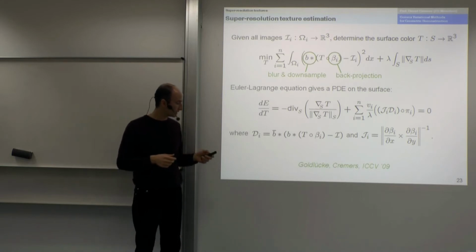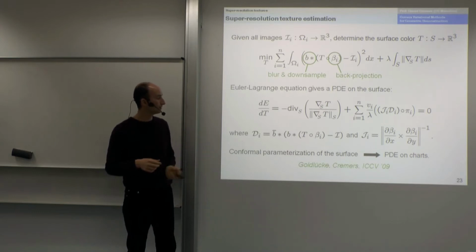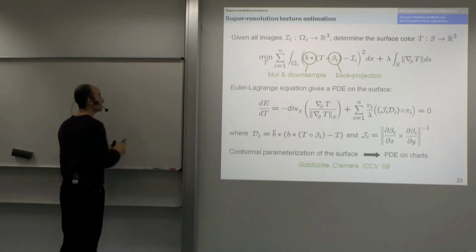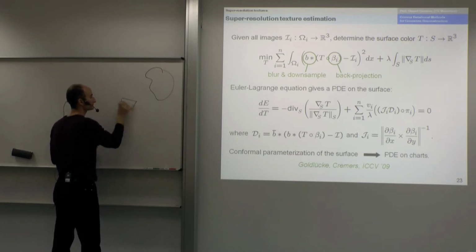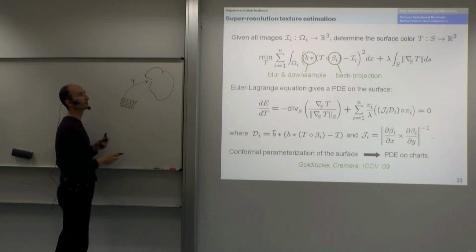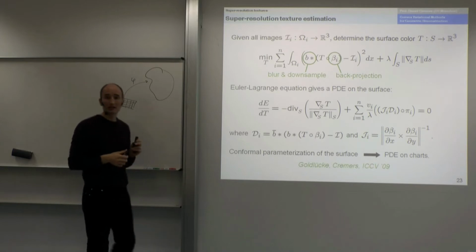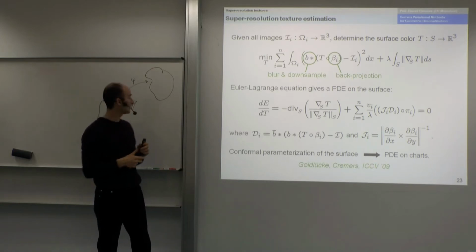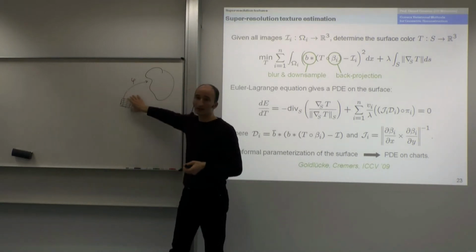An alternative that we reverted to is to parameterize the surface conformally, which means we have the surface here, and then we have a chart, a 2D chart, with a mapping, typically called phi, that maps from the chart to the surface. And then you can solve the differential equation in the chart. And the advantage is you can just use standard Euclidean discretization approaches and work on the chart.